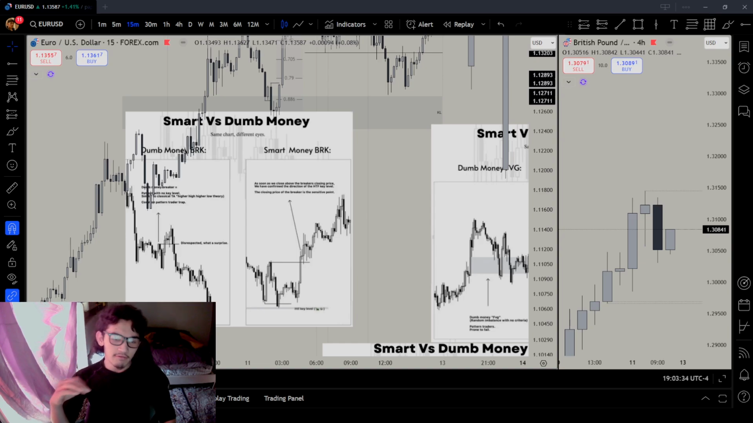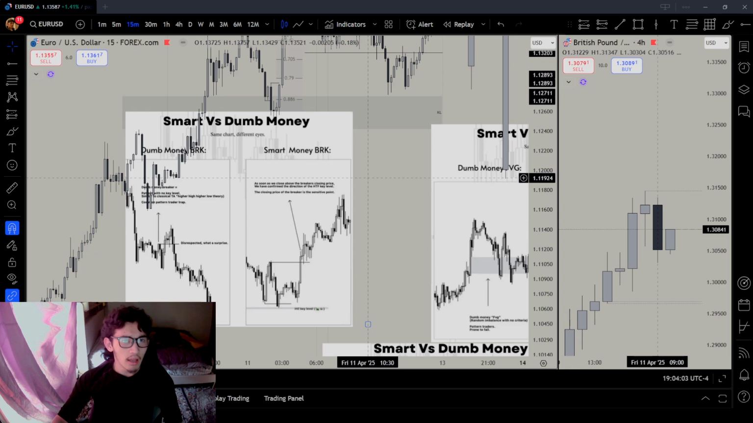Smart money versus the dumb money. Same chart, different eyes. We're going to be going over the terminology of PDA rate and key levels, which are not that much. And as well, we're going to be going over the smart money versus the dumb money. How do you see the chart? They have the same chart, but different eyes. This is how smart money versus dumb money trades. Let's get straight into it.